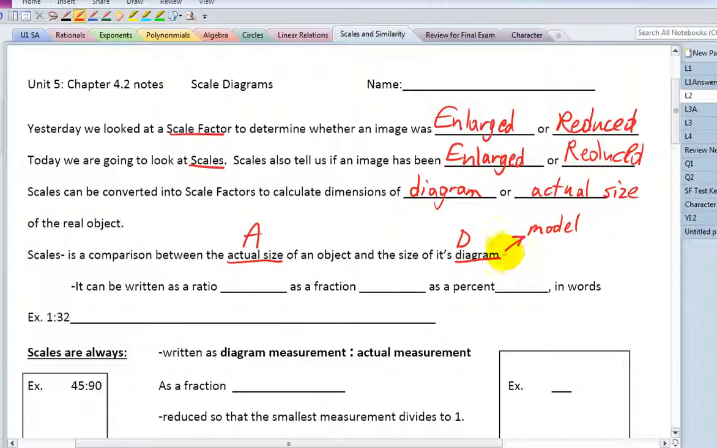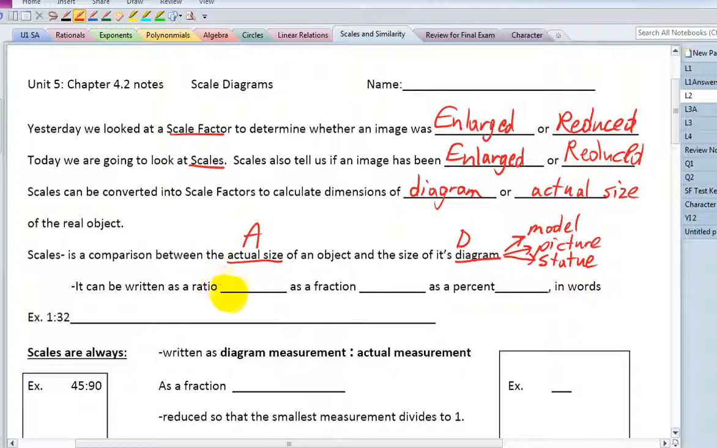What other words could represent diagram? Picture. What else? Maybe a statue. So those words are representing a diagram: model, picture, statue. The actual object is the actual object is the actual object. It doesn't change. So it's almost easier to pick out A and know, okay, diagram is the other number that we're talking about. It's the other item.